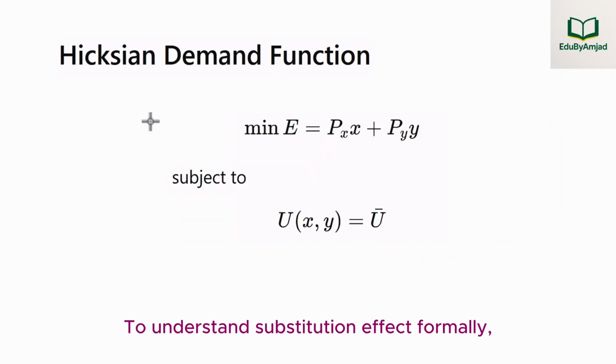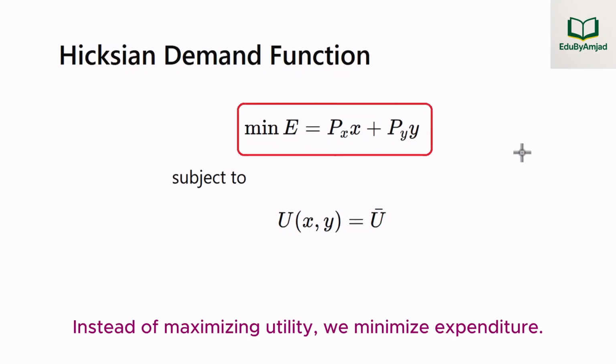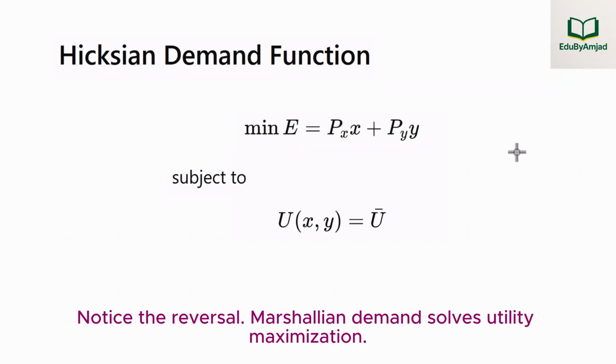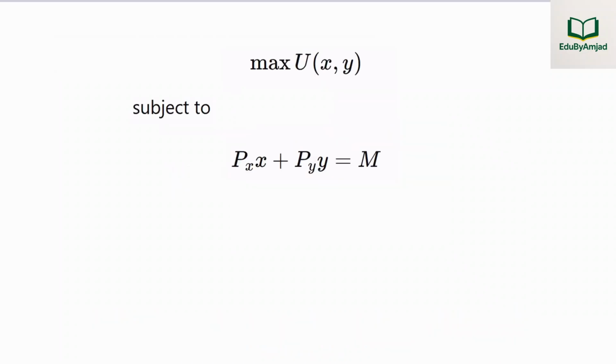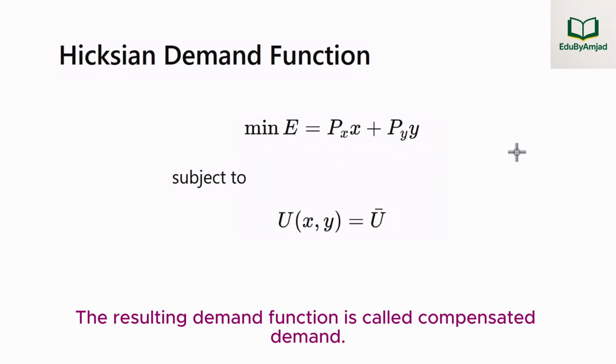To understand substitution effect formally, we derive Hicksian demand. Instead of maximizing utility, we minimize expenditure. Notice the reversal. Marshallian demand solves utility maximization. Hicksian demand solves expenditure minimization. The resulting demand function is called compensated demand.